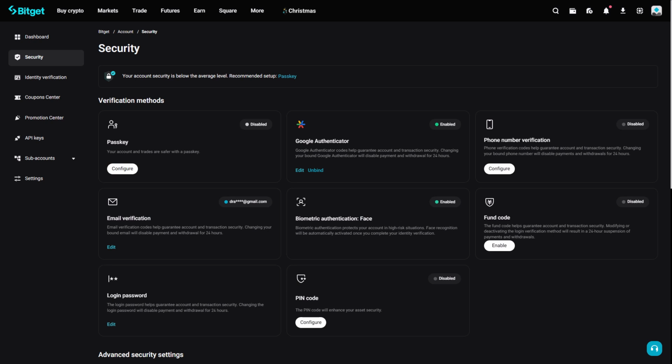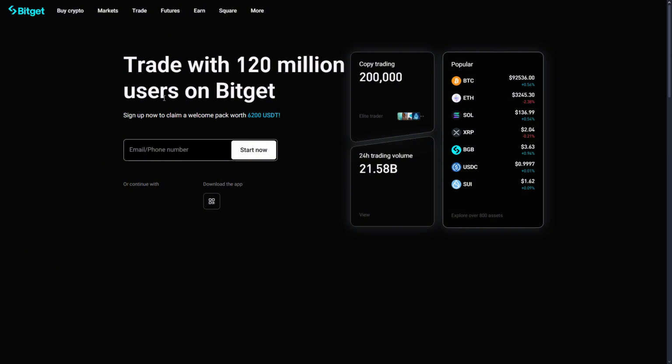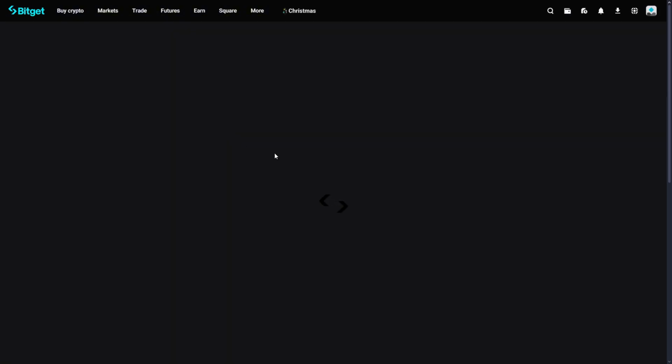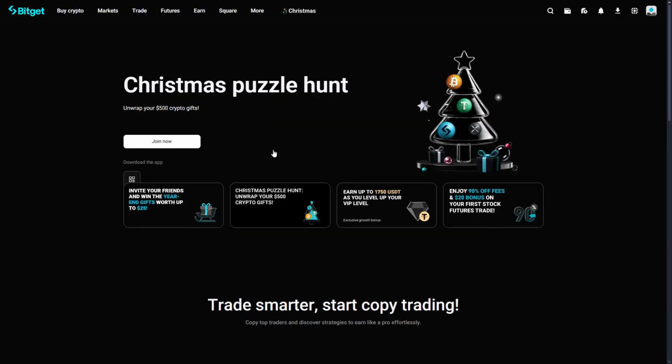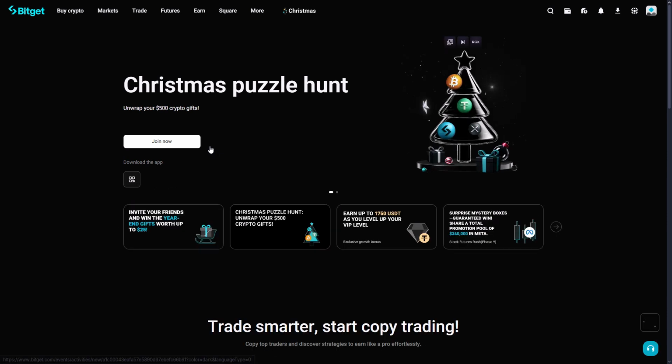Okay, next up, KYC, or Know Your Customer Verification. Now, I know some people do not love the idea of uploading their ID to an exchange, but here's the reality. If you want to withdraw large amounts of crypto or access certain features on Bitget, you need to complete KYC. It is a regulatory requirement, and pretty much every major exchange requires it. The good news? It is quick and straightforward on Bitget.